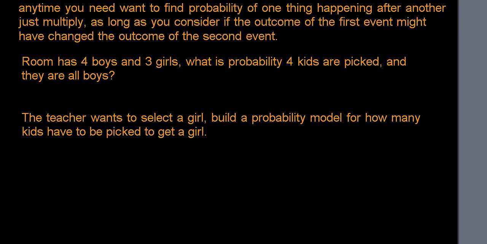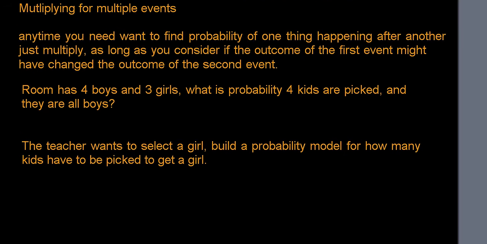All right, next up, I want to talk about multiplying for multiple events. The point I want to make here is that when you're talking about multiple things happening, I'm not talking about both. I don't mean that you are both a boy and you have blonde hair. I'm talking about doing something and then something else and then something else. So I'm doing things multiple times, right? Multiple events. You just multiply, but all you have to do is make sure you think about conditional probability.